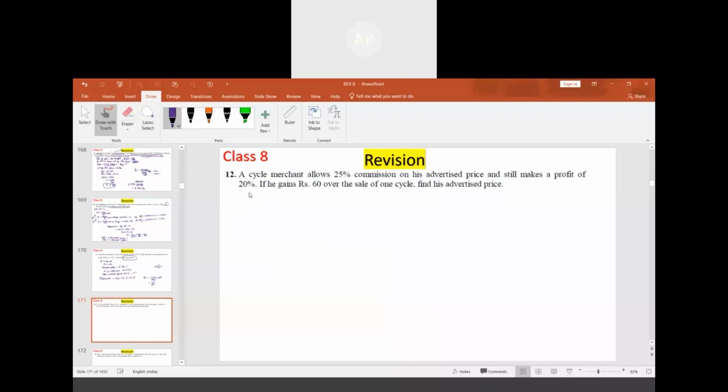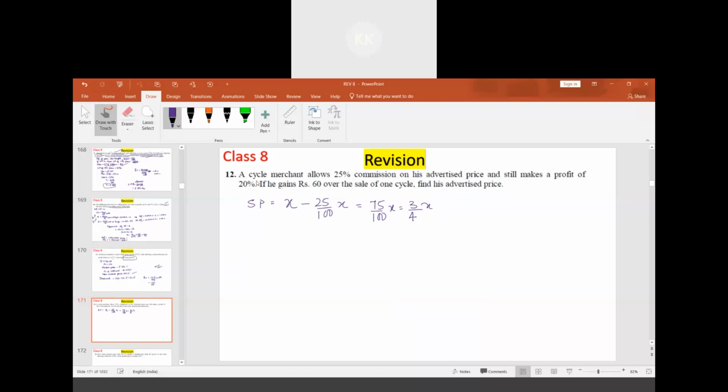Suppose the market price is taken as X. The selling price will become the market price minus the 25% commission he is giving. So 25 divided by 100 times X should be taken out. From X, which is 100 by 100 X, we get 75 by 100 X by taking LCM. Both numerator and denominator are divisible by 25, so 3 by 4 X is the selling price.